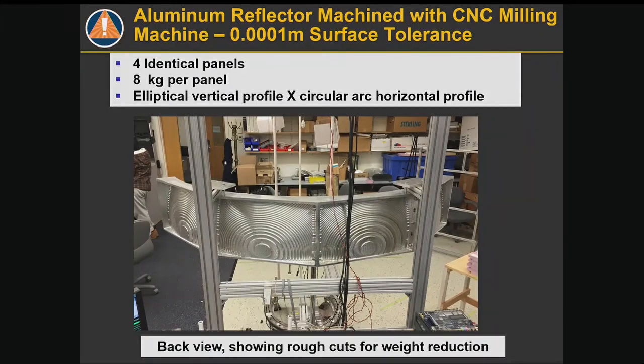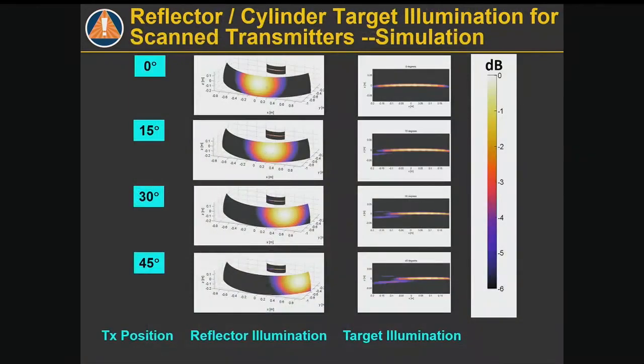So again, this guy is circular in this direction. The center of rotation is more or less where this pipe is. It's elliptical this way, so it focuses down to a slice, vertical slice in that direction. So some simulations at 0 degrees, 15 degrees, 30 degrees, and 45 degrees. These are different receiver positions illuminating different parts of the reflector. And you can see that in the focal region, it produces indeed a very narrow slice. We call this a blade beam reflector because it sort of produces a blade of intensity.